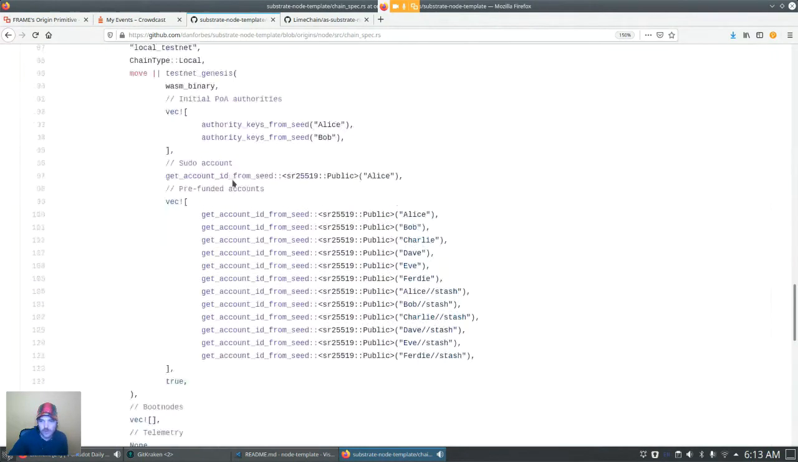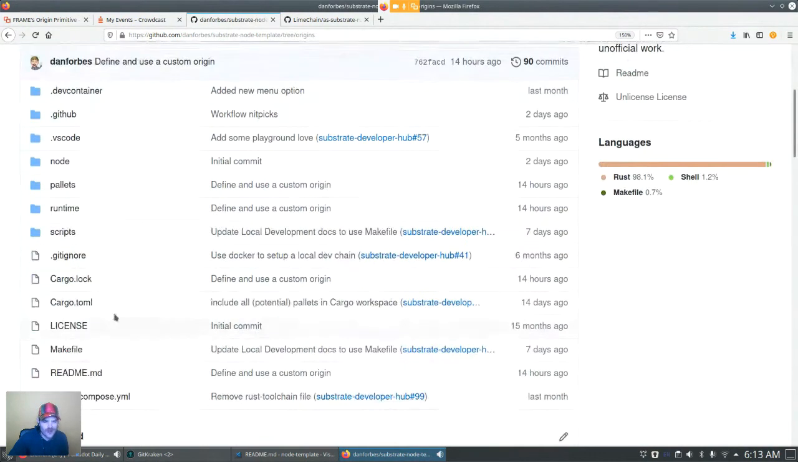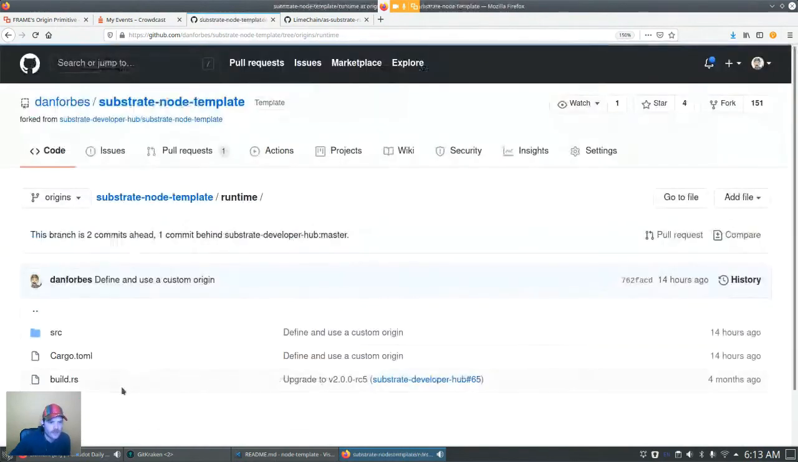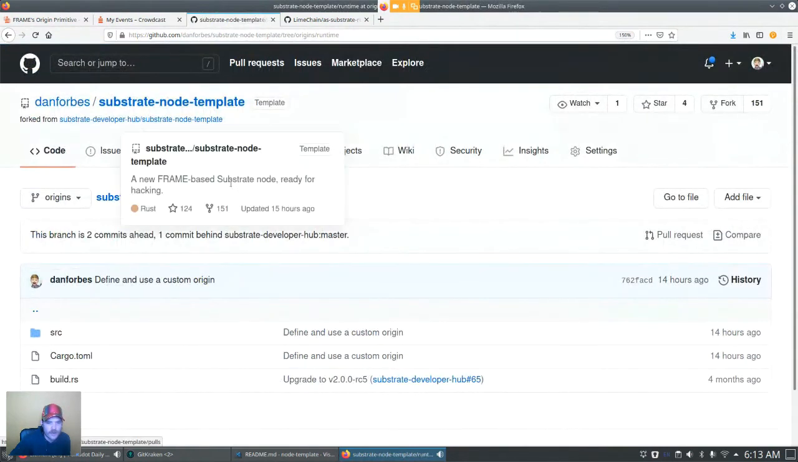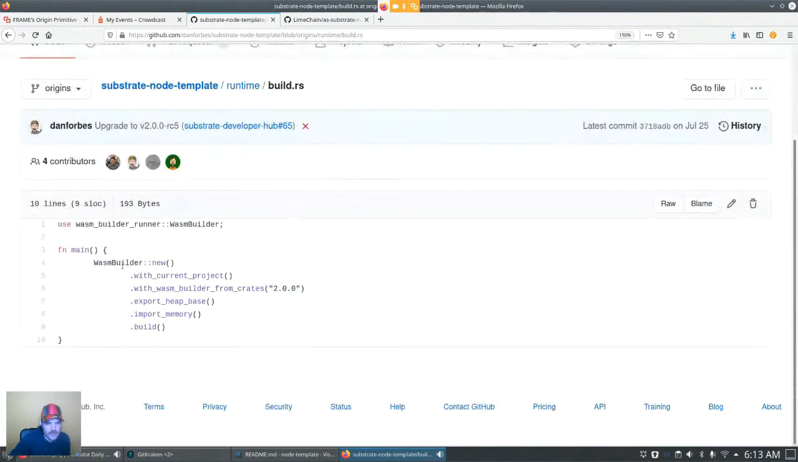When we work off of the node template, there's all kinds of stuff in here that helps do the WASM compilation. There's all kinds of tooling that does that for you. In particular, you can go and look in the runtime folder and look in the build, and you can see that this is where we're building the WASM. So this is how FRAME WASM gets built. This is a bit of a digression here.